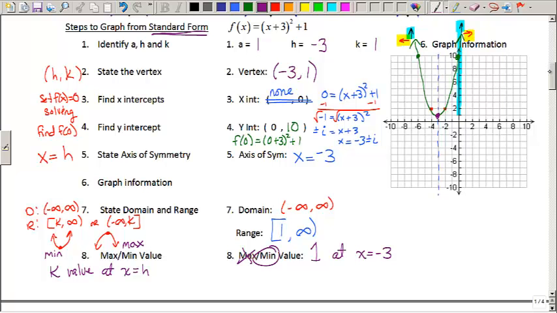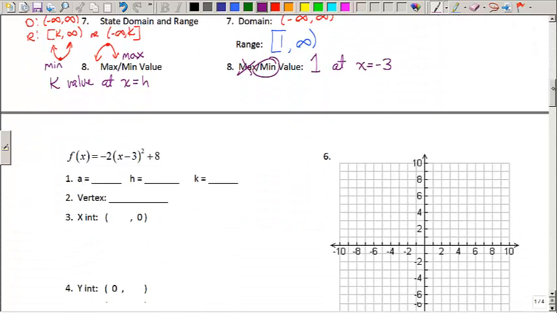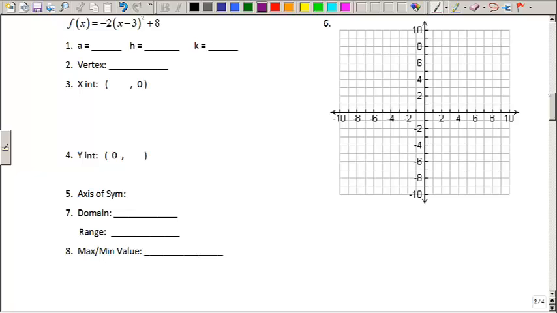Let's apply these same 8 steps to the next problem. F of x is equal to negative 2 times the quantity x minus 3 squared plus 8. In this case, my a is negative 2. My h is positive 3. It's the opposite of the inside of the parentheses. And my k is 8. It's not opposite. It's the same, exactly what your intuition would assume it would be. My vertex is h, k, or in this case 3, 8.